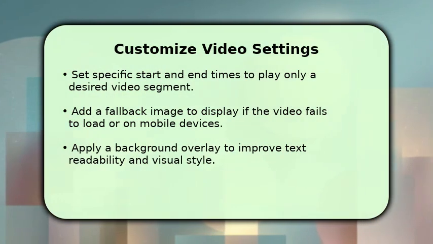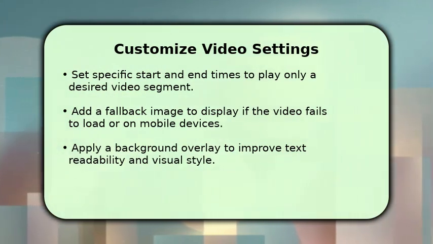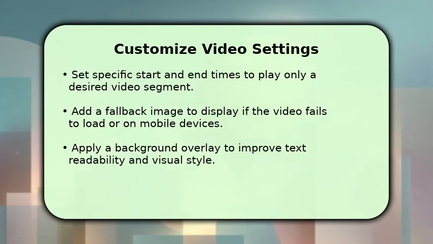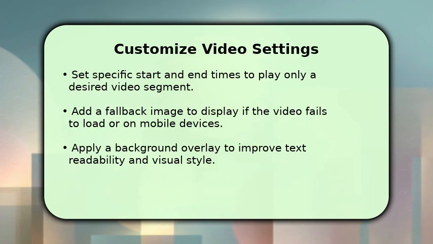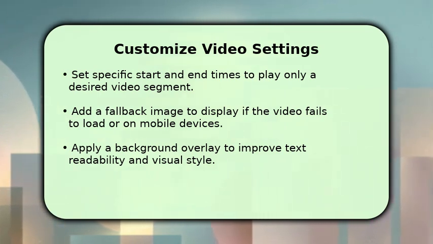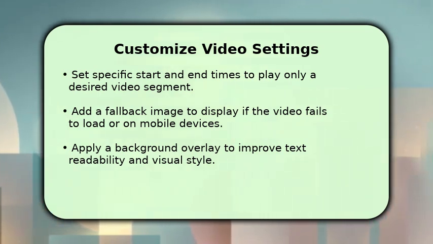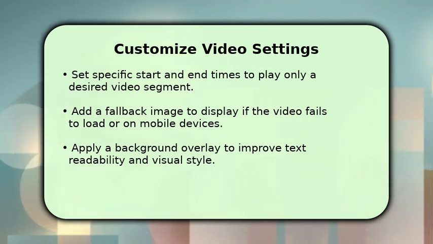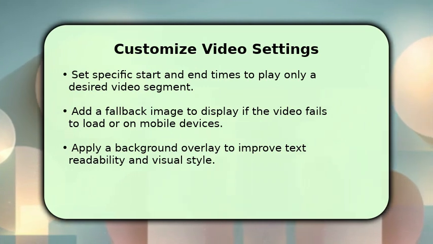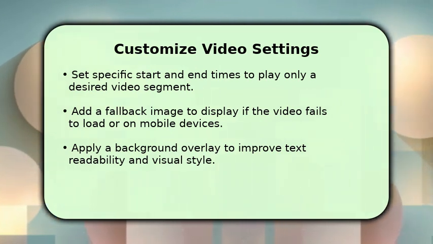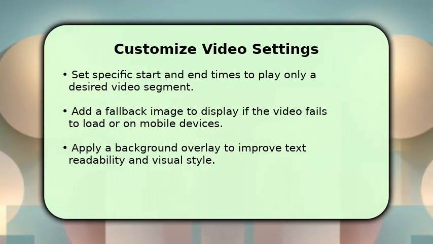Once your video is in place, you can customize its playback. You have options to set a precise start and end time, allowing you to showcase only a specific segment of your video. Crucially, always add a fallback image. This image will appear if the video cannot load or on devices that don't support autoplay. Additionally, use a background overlay to enhance text readability and add a unique visual touch.